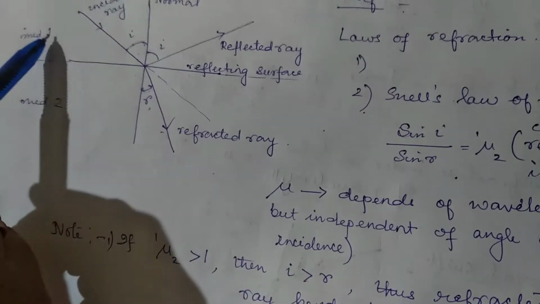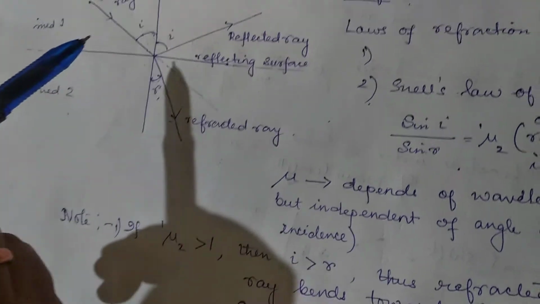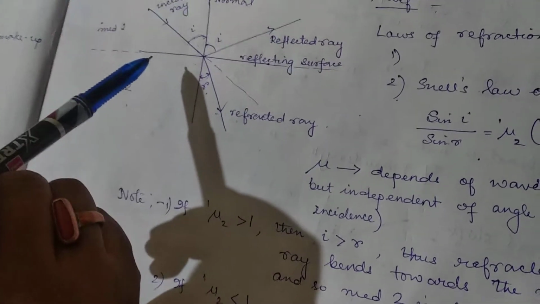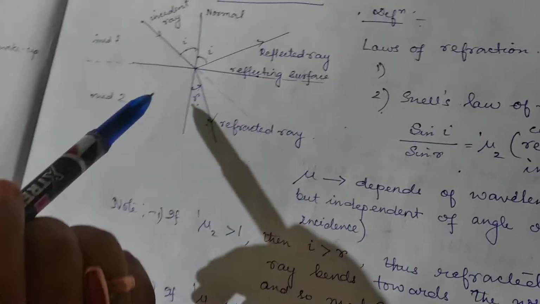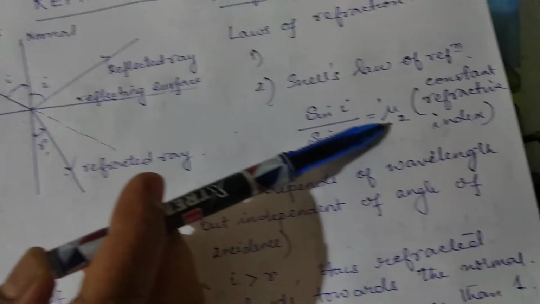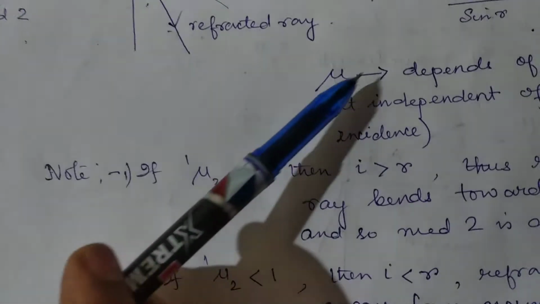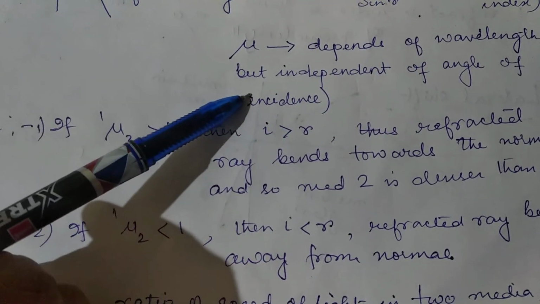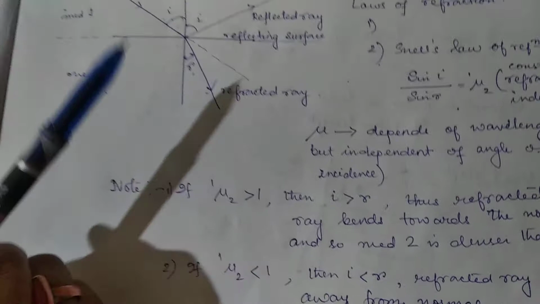Since light passes from medium 1 to medium 2, the refractive index will be that of the second medium with respect to the first medium. So I have written mu 2 with respect to 1. Now this mu depends upon wavelength, but it is independent of the angle of incidence.